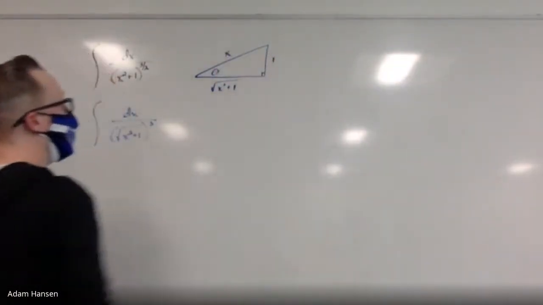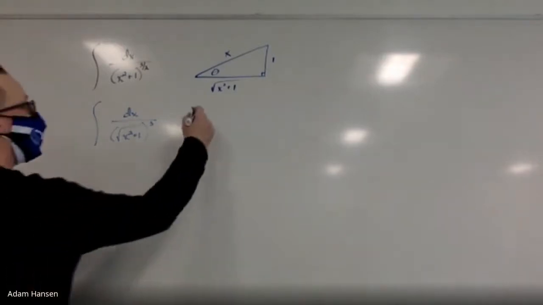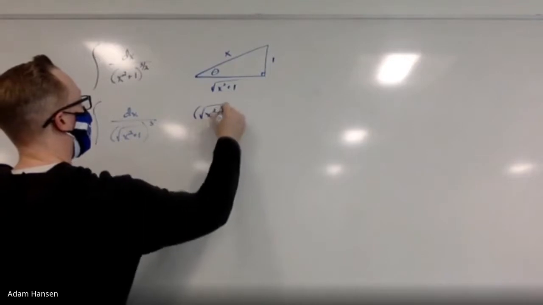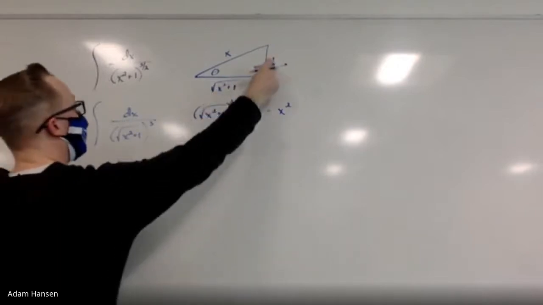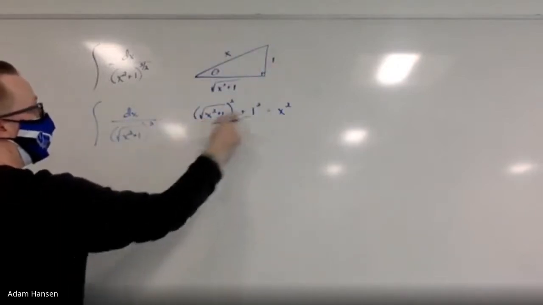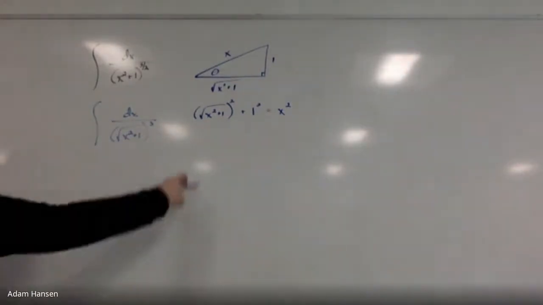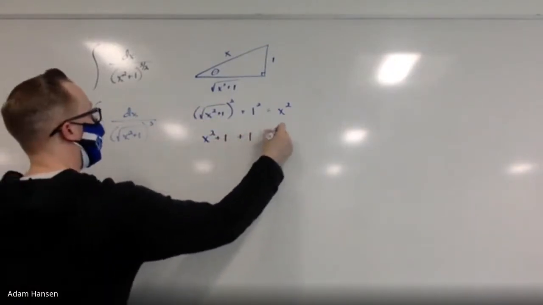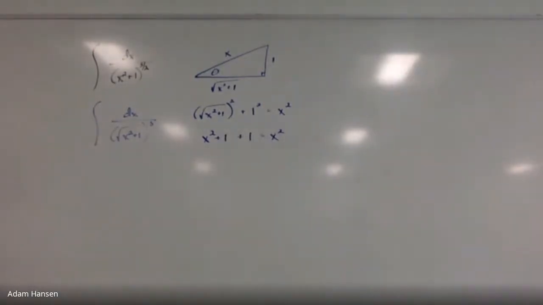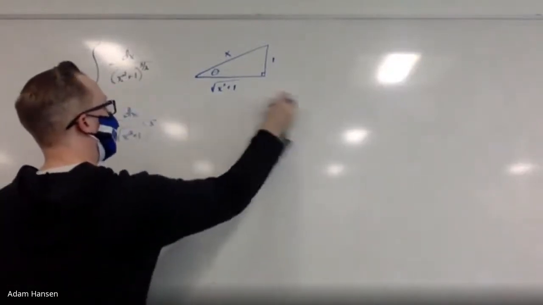If that doesn't work out, then you can always retry. Let's see if this satisfies the Pythagorean theorem. A squared plus b squared equals c squared. So root x squared plus 1 squared plus 1 squared equals x squared. When I square the radical, it cancels out to x squared plus 1. That look right? No. So I don't think I have my side lengths put together correctly.